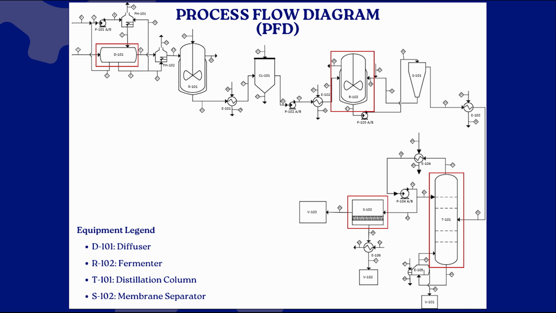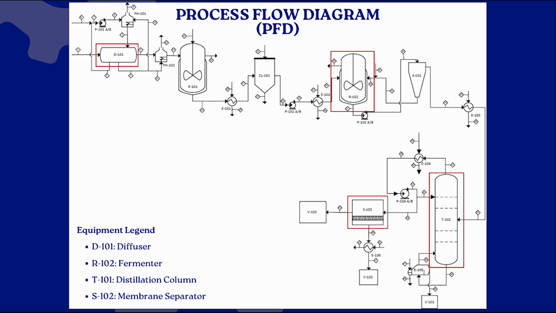This slide presents the process flow diagram, which shows the complete industrial pathway for producing bioethanol from sugarcane. The process begins with raw sugarcane entering the diffuser, where fermentable sugars are extracted using water. The juice is then treated and clarified to remove suspended solids and impurities. After clarification, the clean sugar solution is sent to the fermentation section, where sugars are biologically converted into ethanol.